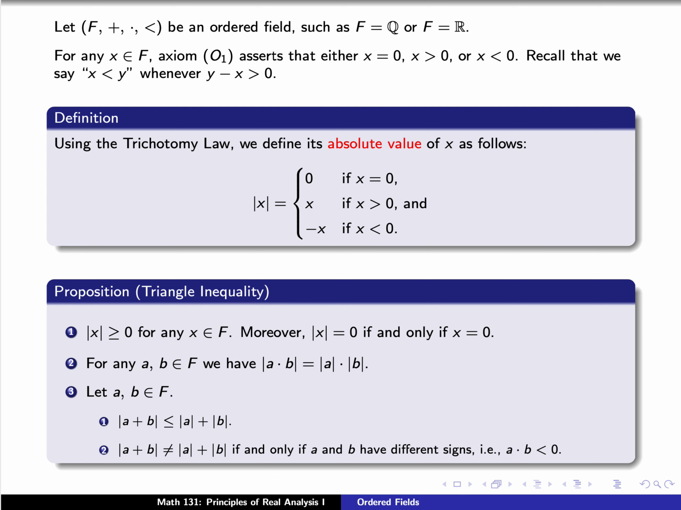We also have what's called the triangle inequality. That is, given any two elements a and b in F, the absolute value of the sum is less than or equal to the sum of the absolute values. That is, the absolute value of a plus b is less than or equal to the absolute value of a plus the absolute value of b. In fact, we have a strict inequality if and only if a and b have different signs.